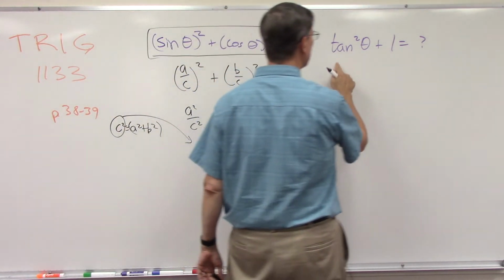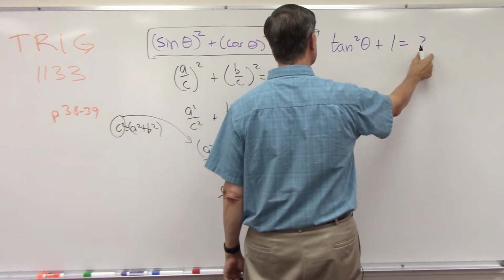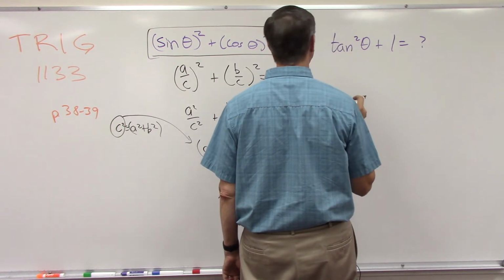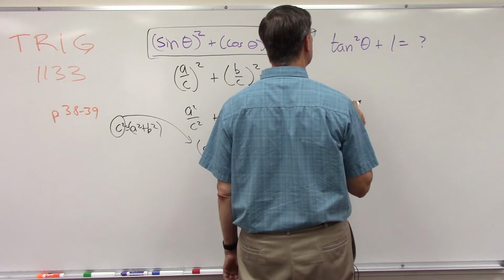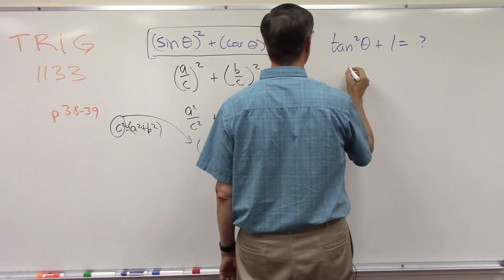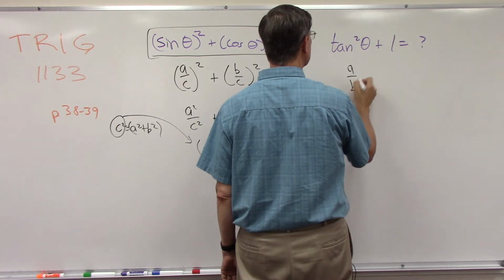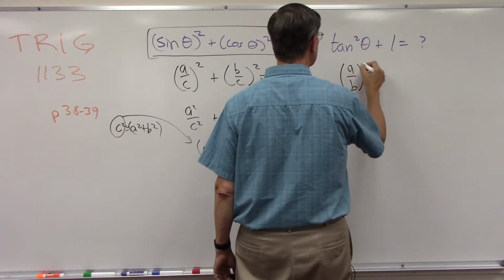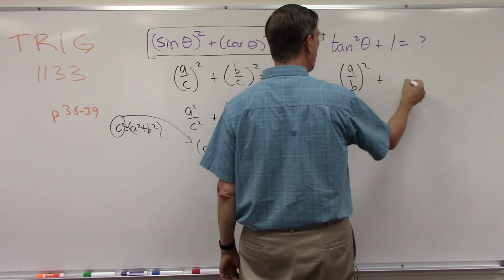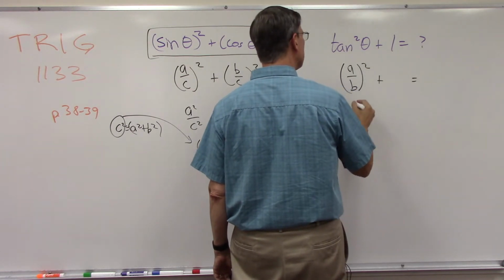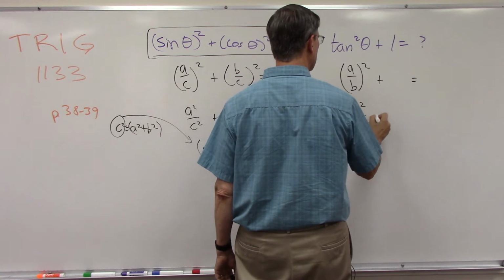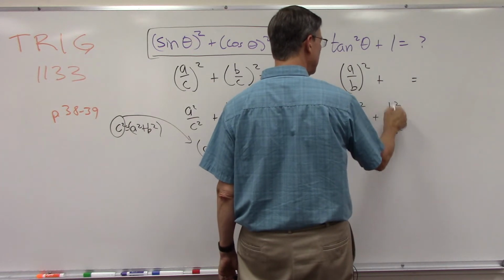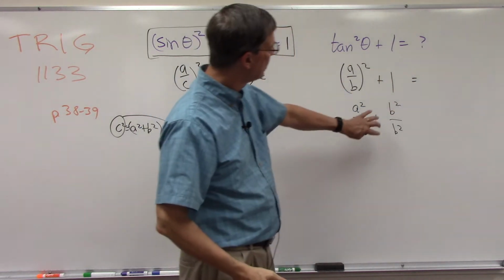Let's figure out what this one is. Here we have the 1, but we're missing what it's equal to. So let's see, tangent is opposite over adjacent, so a over b, and that's going to be squared, plus 1 equals, and we don't know. So this becomes a squared over b squared. Now let's write the 1 as b squared over b squared, because anything divided by itself is 1. So now we've substituted.